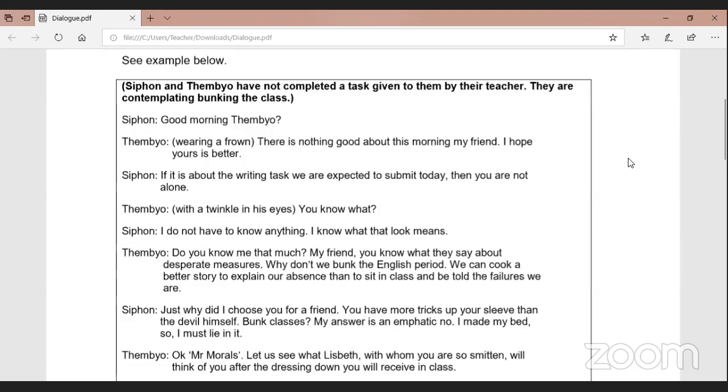All right. Siphon and Tembo have not completed a task given to them by their teacher. They are contemplating bunking class. Siphon: Good morning, Tembo. Tembo, wearing a frown: There is nothing good about this morning, my friend. I hope yours is better. Siphon: If it is about the writing task we're expected to submit today, then you are not alone. Tembo, with a twinkle in his eyes: You know what, Siphon? I do not have to know anything. I know what that look means.